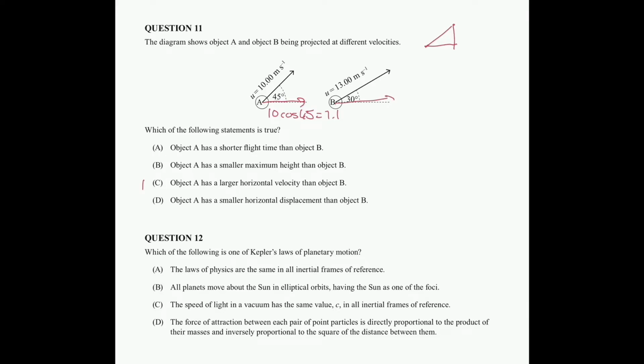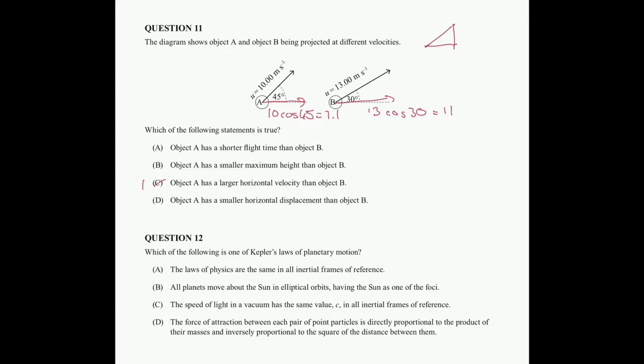Now for the other, we're going to follow the same thing. 13 is our magnitude multiplied by cosine 30 degrees, and we get 11 here. So B has a greater one. First of all, we've ruled out object A because object A does not have a larger horizontal velocity. The next one I'd probably look at ruling in or out is option A, because if I can figure out the flight time, I can then figure out the maximum height, as well as the horizontal displacement of both objects.